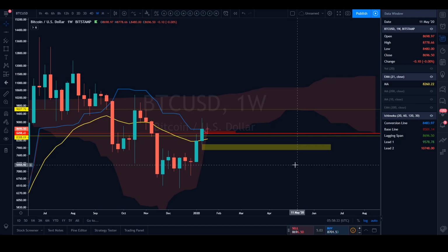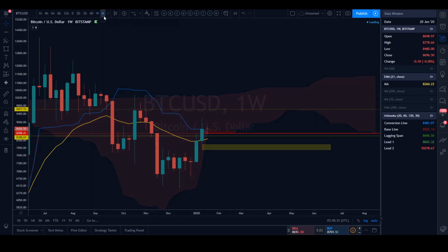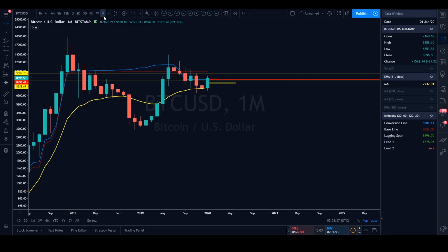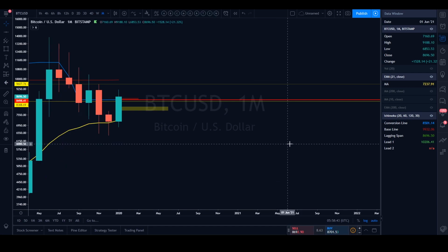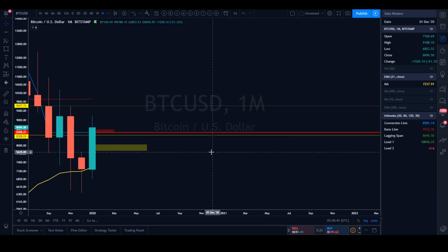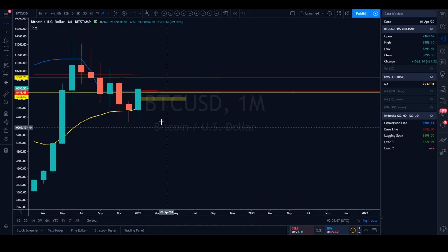Weekly, we officially get into no man's land. So that's on the weekly. Hopefully we don't get down there on the weekly. We don't close there on the weekly. I told you the significance of the cloud on the weekly. I want that weekly to close inside the damn cloud. All right. Hopefully that happens.